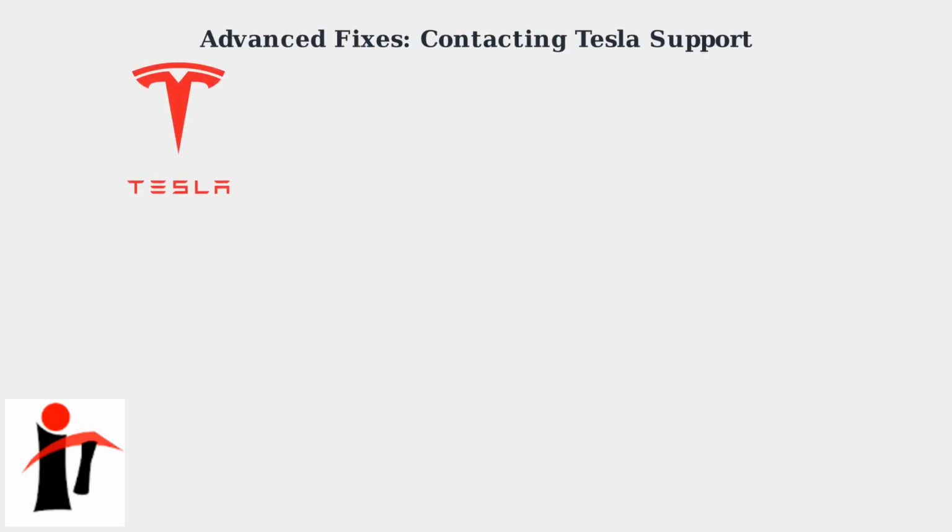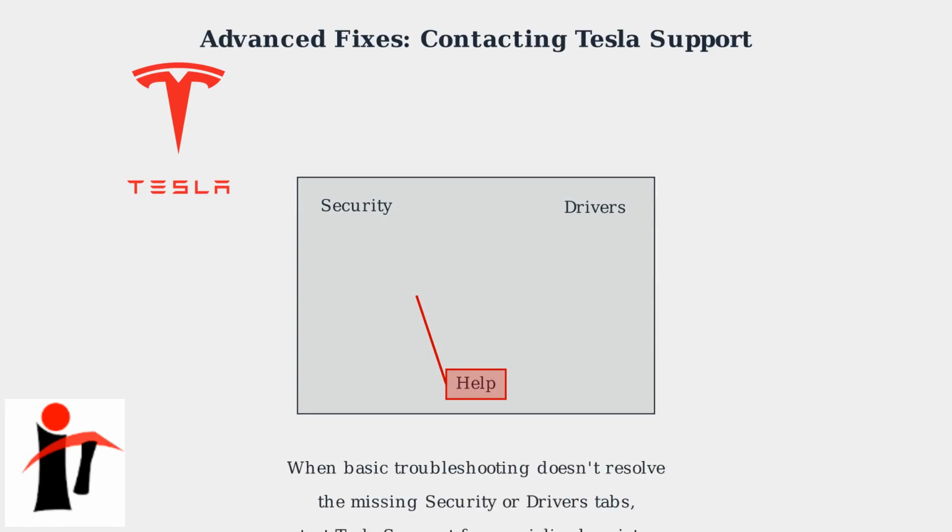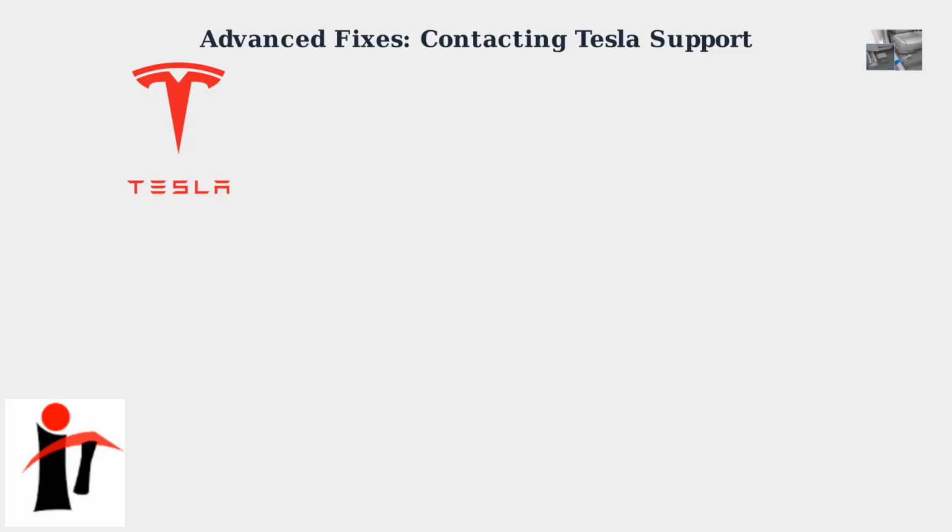If the basic troubleshooting steps don't work, it's time to contact Tesla support. They can provide vehicle-specific advice and further assistance, especially if you've recently moved regions or encountered account migration issues. Have your account details and vehicle VIN ready when you contact them.